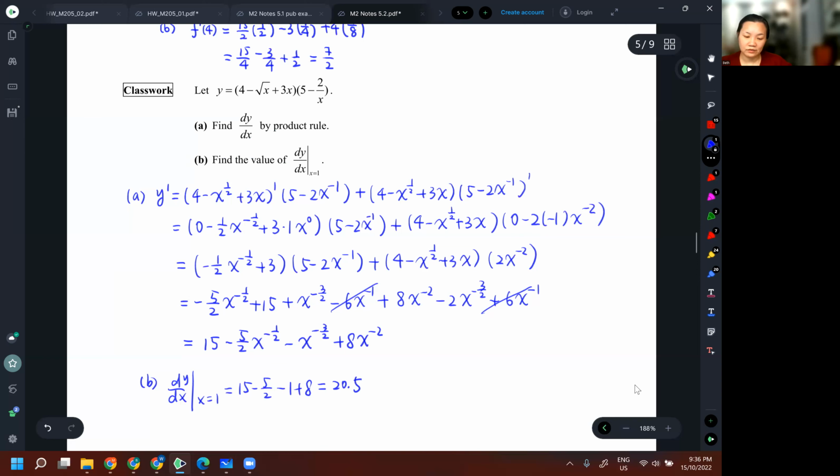It's 19.5, yes. Oh, I got it wrong. This 15 plus 8 is 23. 23 minus 3.5 is 19.5. Yes. The answer is 19.5.